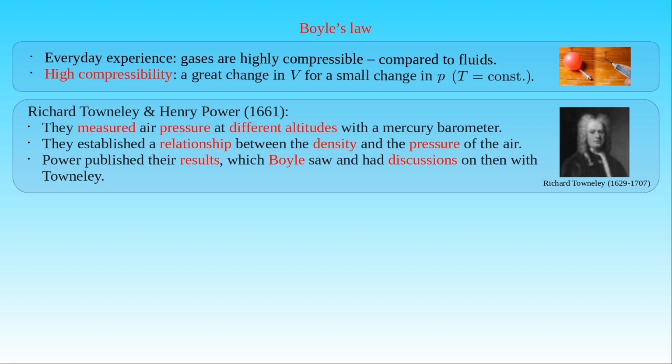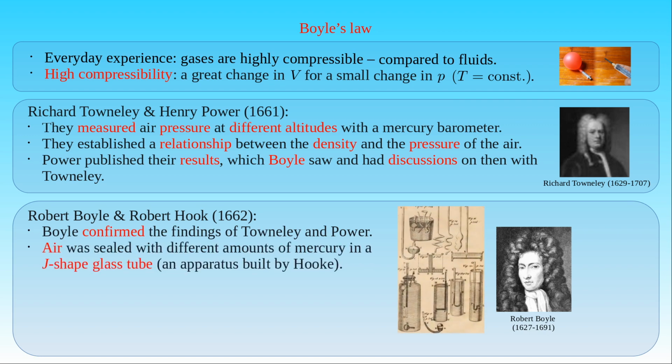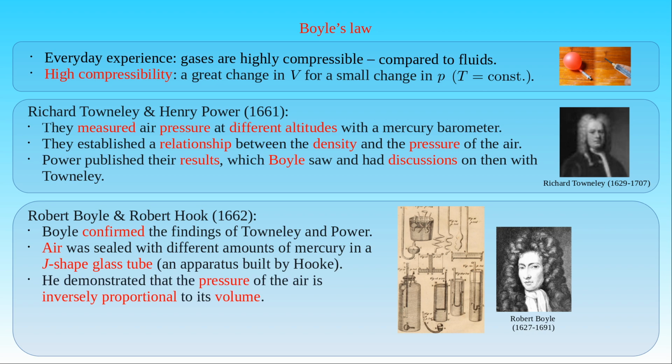In the following year, Robert Boyle and Robert Hooke carried out a series of experiments related to the measurements made by Townley and Power. In the experiments, Boyle confirmed their findings. Hooke built a set of experimental apparatus shown in the figure. One of the devices in the picture is a J-shaped glass tube immersed in a water bath, in which air was sealed with different amounts of mercury. Boyle demonstrated with the device that the pressure of the air is inversely proportional to its volume.